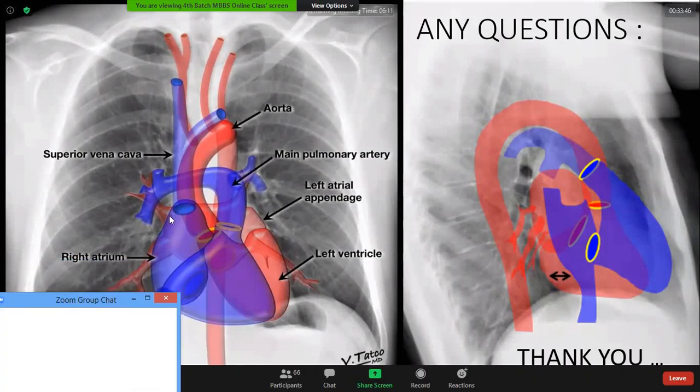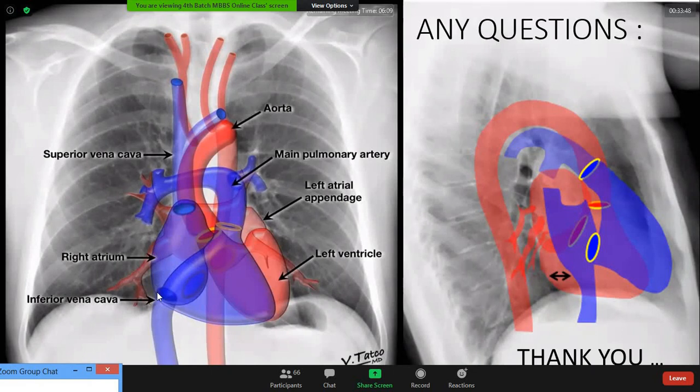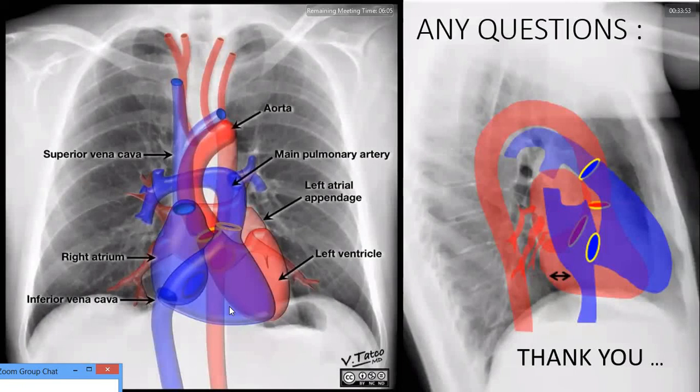The right border is formed by the right atrium. The inferior border is formed by the right ventricle. Most of the lateral border is formed by the left ventricle, and only a portion of the left atrium, the left atrial appendage, is visible. The left atrium is more posterior.